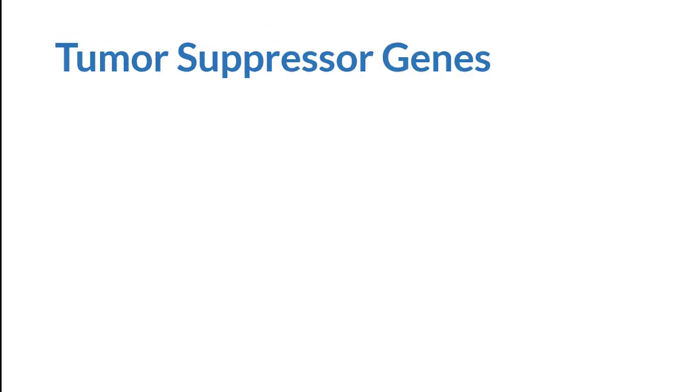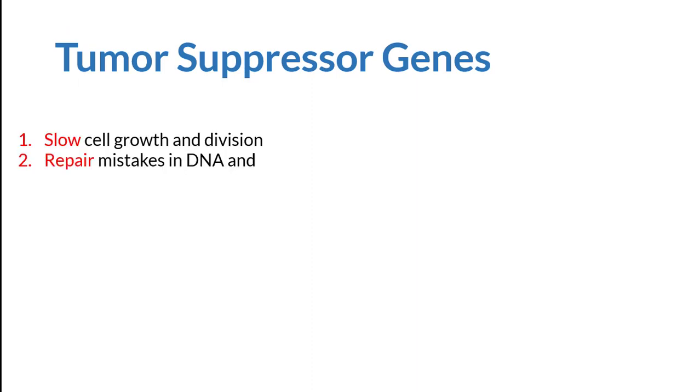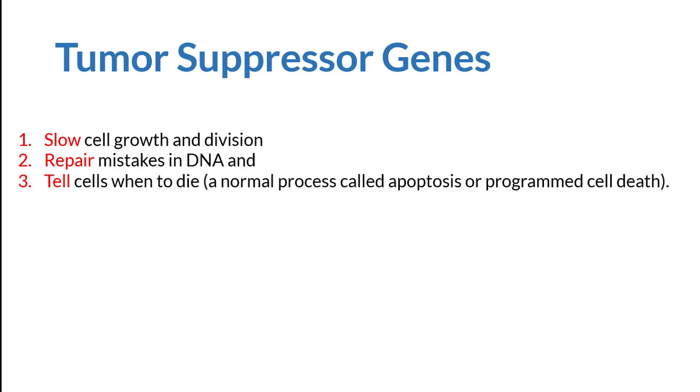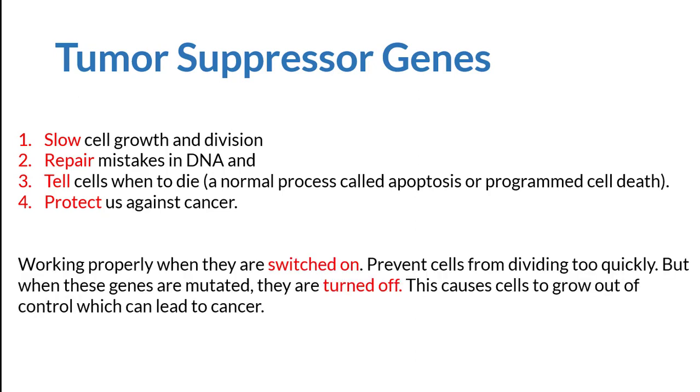The second category is tumor suppressor genes. They slow cell growth and division, repair mistakes in DNA, and tell cells when to die, a normal process called apoptosis or programmed cell death. They protect us against cancer. Working properly when they are switched on, they prevent cells from dividing too quickly, but when these genes are mutated, they are turned off. This causes cells to grow out of control, which can lead to cancer.